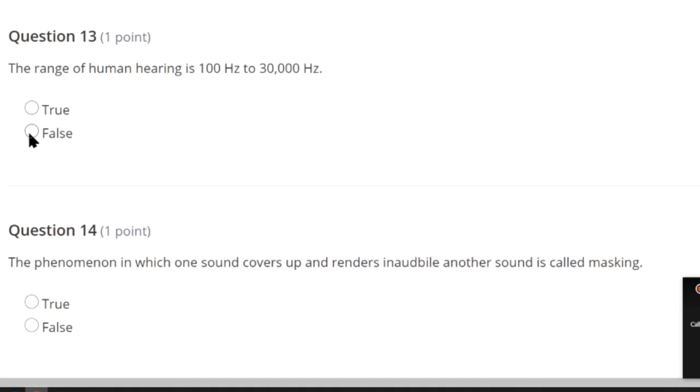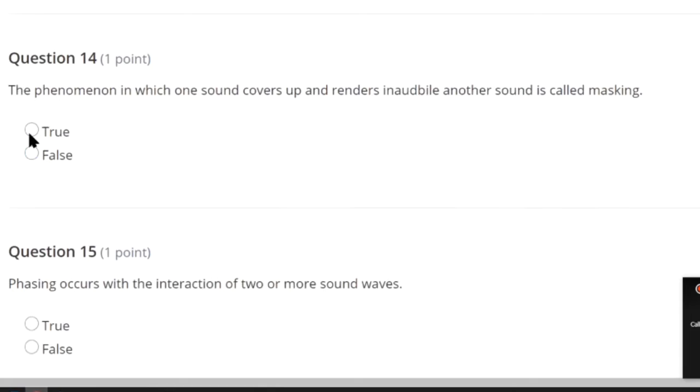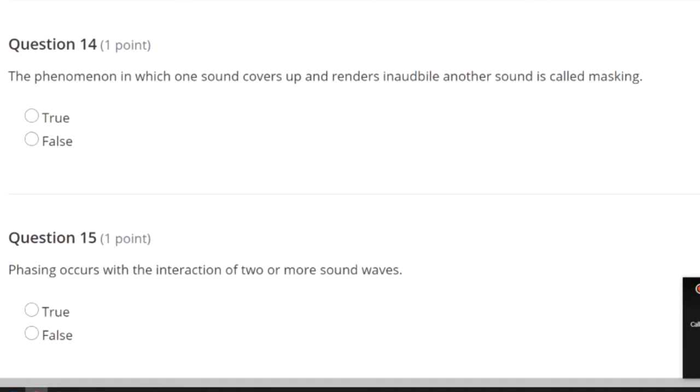Sadly, that's false. We can't hear up to 30,000. Well, we can hear down to 20, but only up to 20,000. Question 14. The phenomenon in which one sound covers up and renders inaudible another sound is called masking. That's true. It's an ever-present problem in music technology, especially in the realm of mixing.